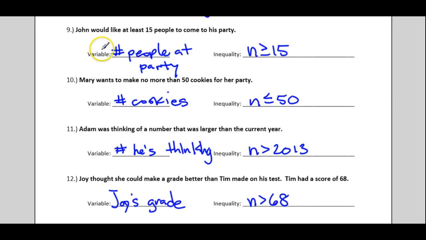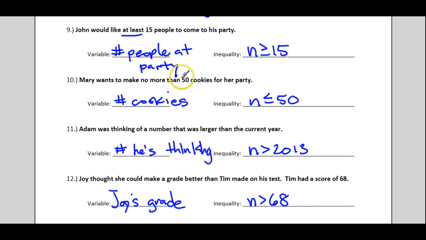All right, so picking up here at 9. Once again, you could have worded it slightly different, okay? But this is what your inequality should be. Whatever letter you chose is greater than or equal to 15. Once again, here's that number at least. That means he wants 15 or more. So it has to equal 15 or anything greater.